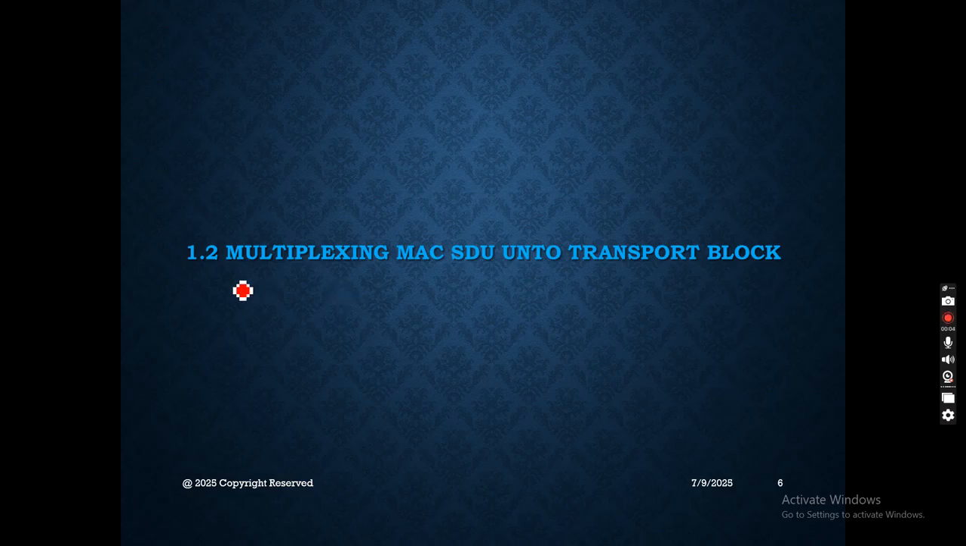Welcome back to the next submodule, 1.2, where we will discuss multiplexing MAC SDU into the transport block. Let's move on.